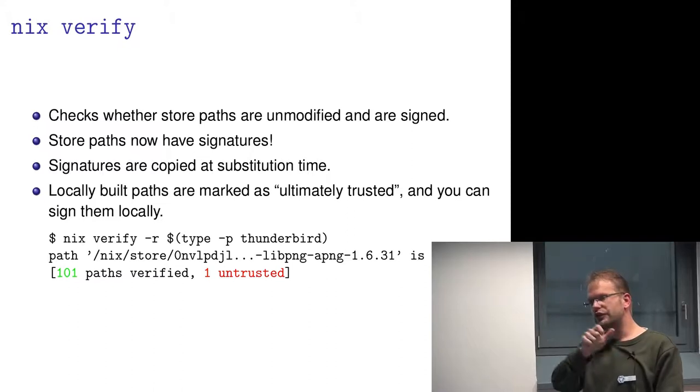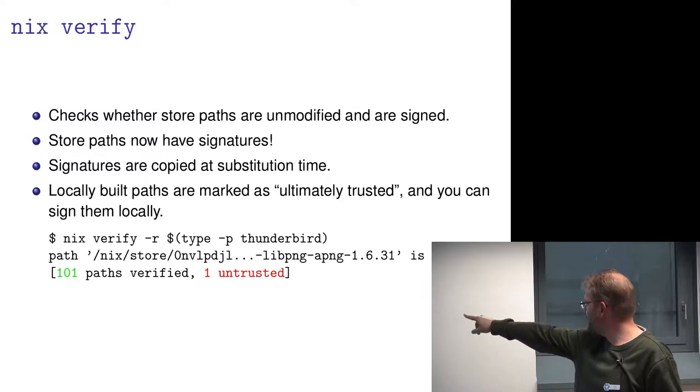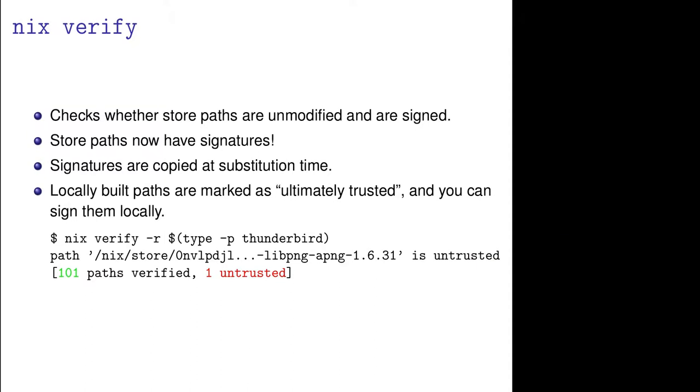But now these signatures are also stored in the local database, so you can query later whether paths are trusted. So for example, a command like nix verify -r on Thunderbird will verify the closure and see whether it has enough signatures. So you can even pass flags like each path should have at least 2 different signatures or something like that. So for instance, here it shows that all paths except one are trusted.